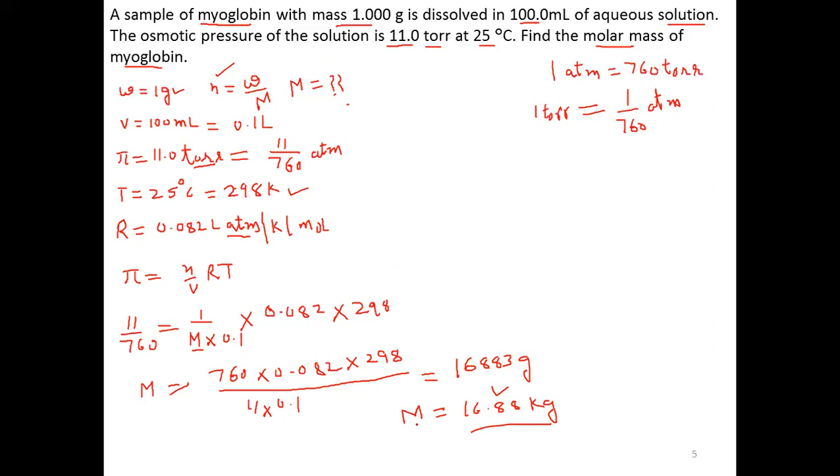Molecular weight of myoglobin M is equal to 16.88 kilograms. So it was again an easy numerical. We just had to put the values. Just one thing was there: how to convert torr into atmosphere. So please remember this conversion, you may need it some way or another. 1 atmosphere is equal to 760 torr. So it was an easy numerical.